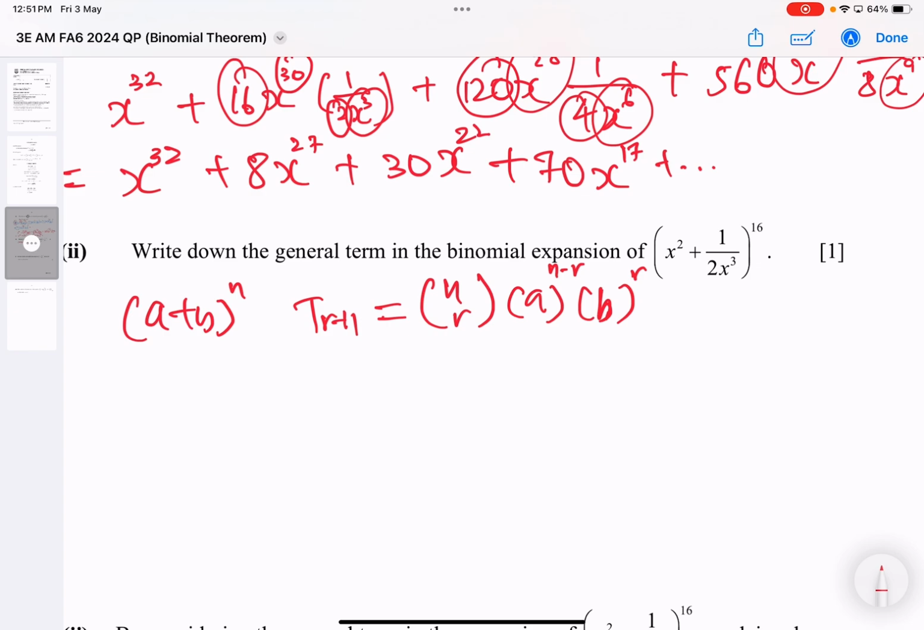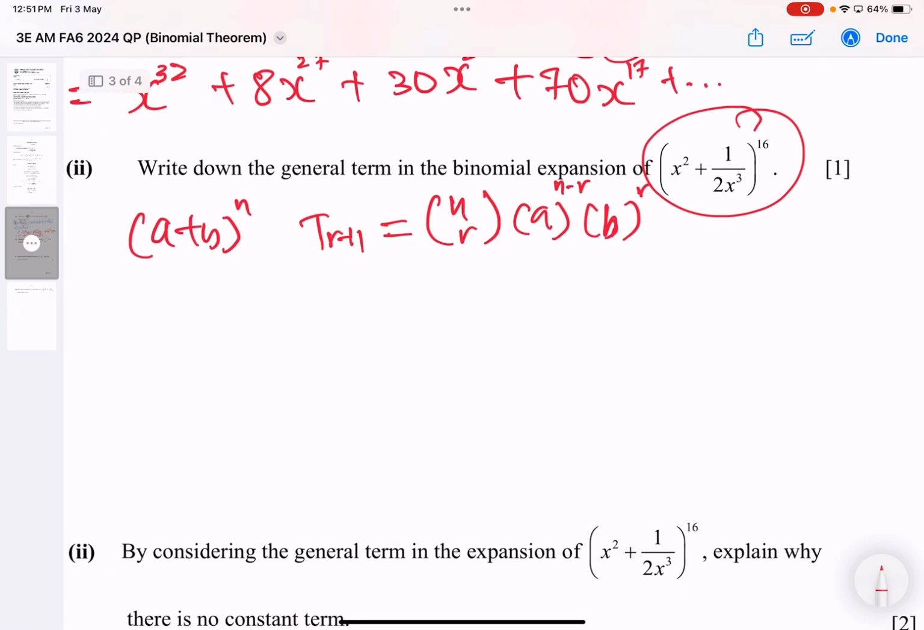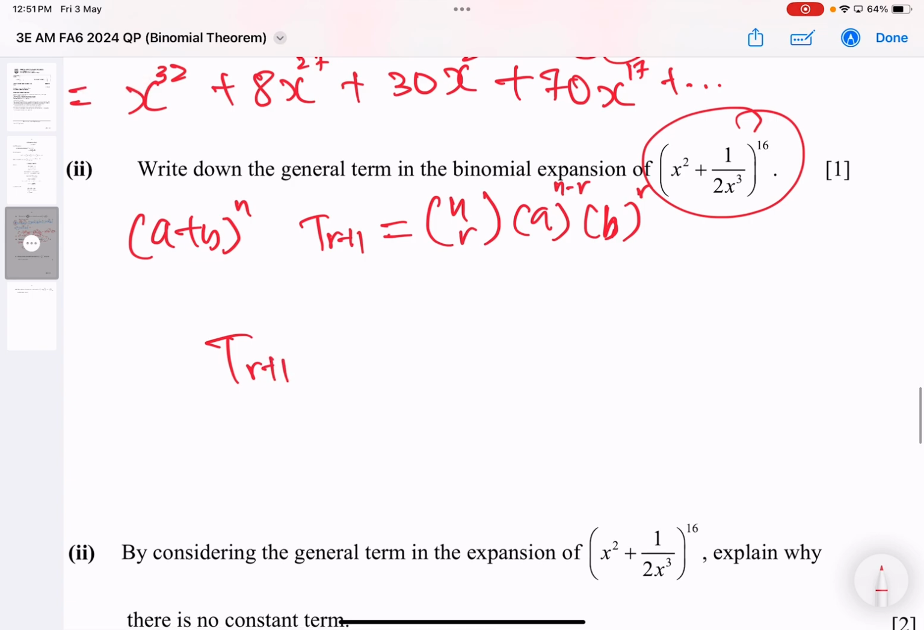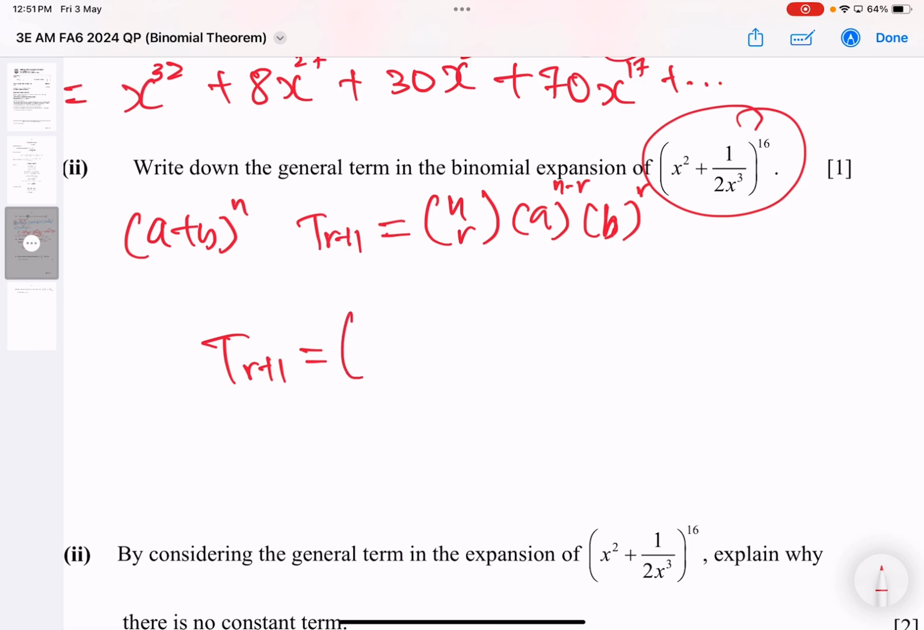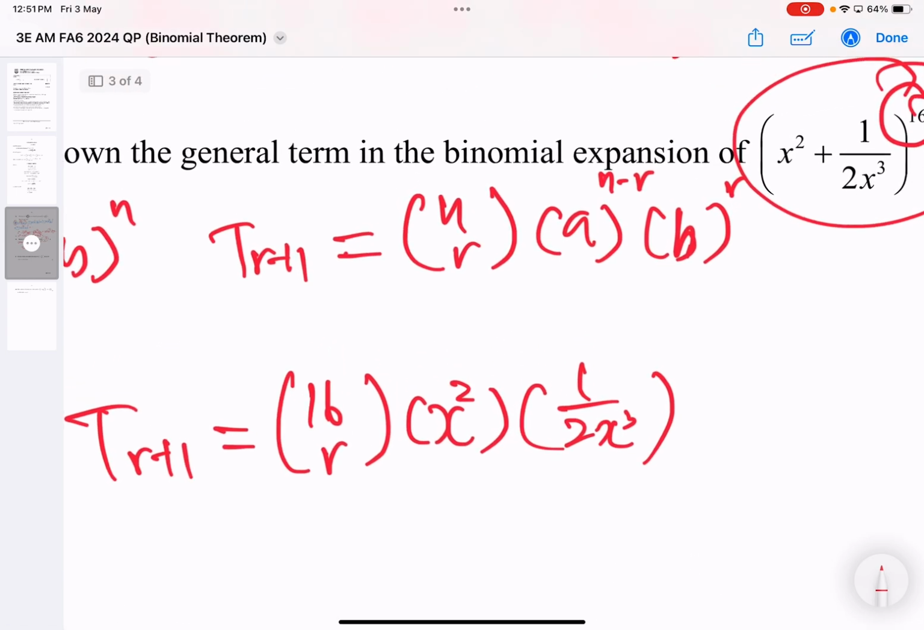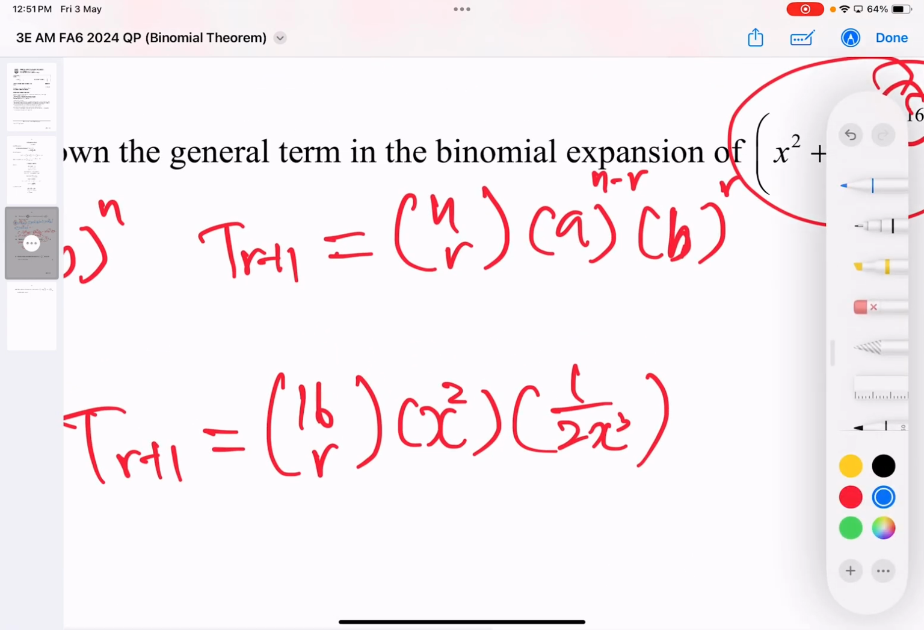Okay? So if they want you to write down the general term of this, that means they are asking you for what is the T r plus 1. So the T r plus 1 is going to be n choose r. What is the n in this question? 16. 16 means how many times is this power being raised to? This is 16 choose r, you don't know what is r, so leave it as r. The first term here is x squared. Second term here is 1 over 2x cubed. Then what do I put on my powers here? Danielle, what do I put on my powers here?